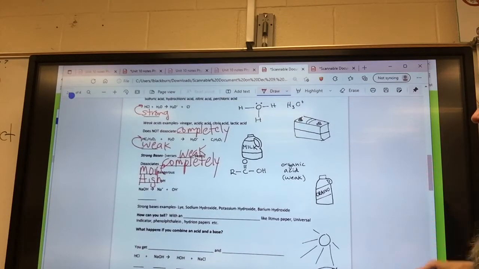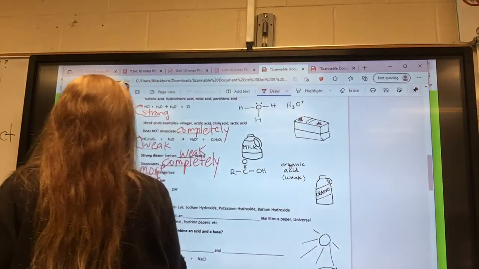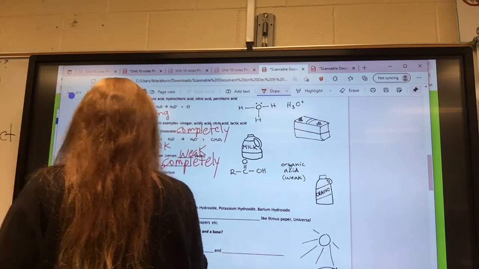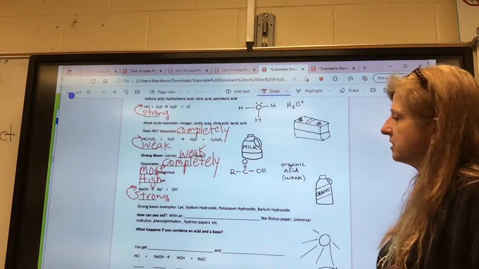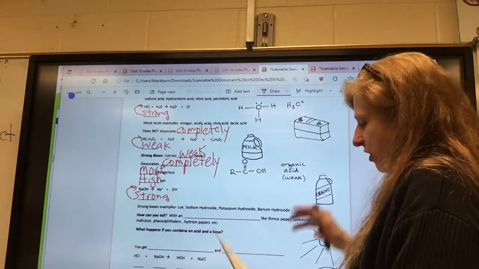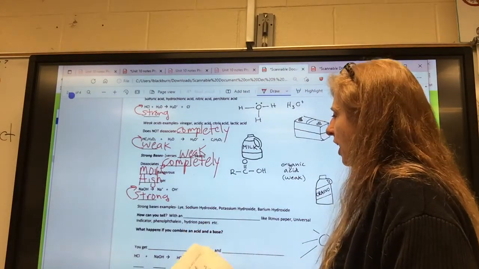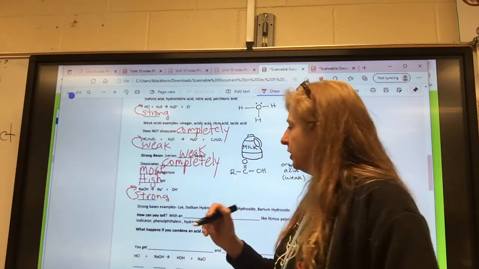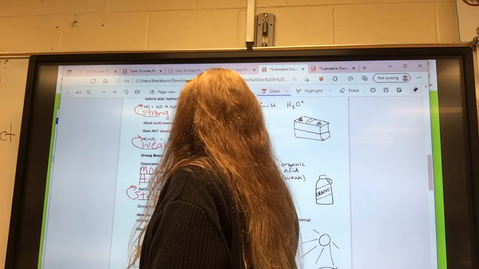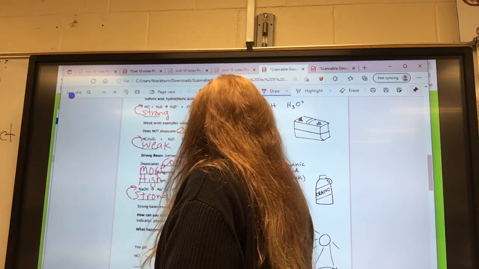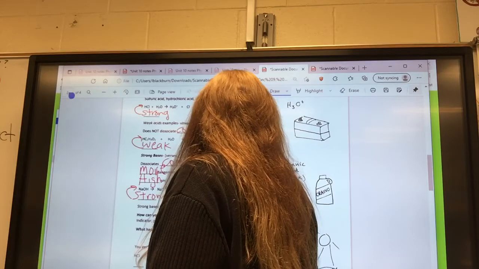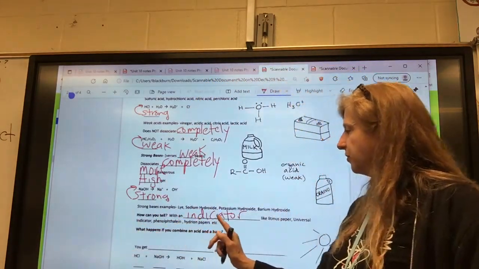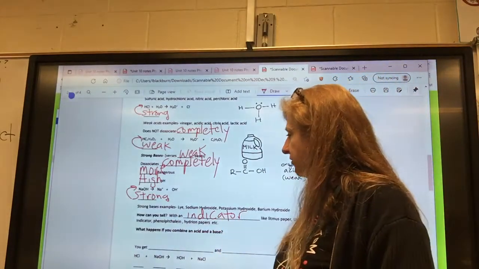All right. So this is a strong base. That's lye. And that's the strong base right there. So examples of strong bases: lye, sodium hydroxide, potassium hydroxide, barium hydroxide. How do you tell with the pH of something? We do that with an indicator, and we're going to look at that in lab on Monday. So you can have litmus paper, universal indicator. We've used that one. Phenolphthalein, you've used that one. Hydrion papers, you haven't used it yet.